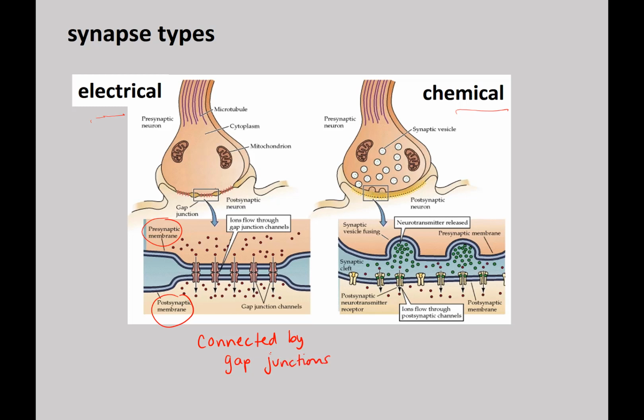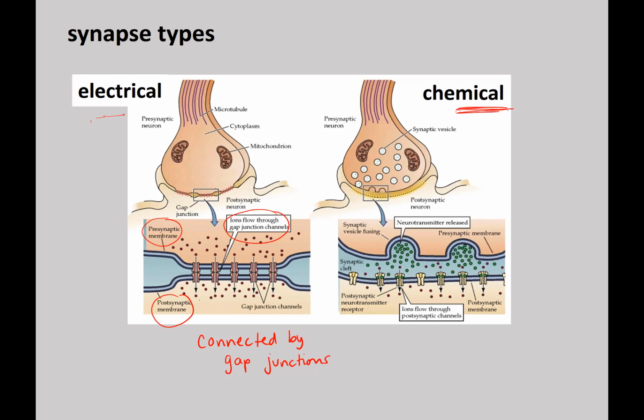The gap junctions allow movement of ions from the presynaptic to the postsynaptic cell. You can kind of see here, it looks like they're sewn together. They're in direct contact, and the ions are flowing through to move the chemical message. So this is a much faster type of getting a message from one neuron to another.